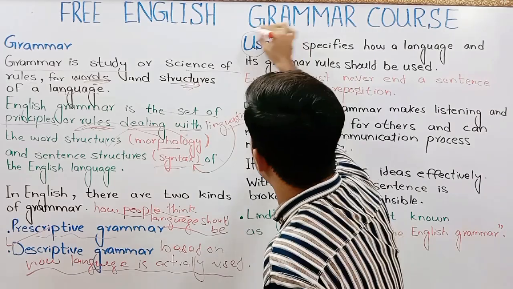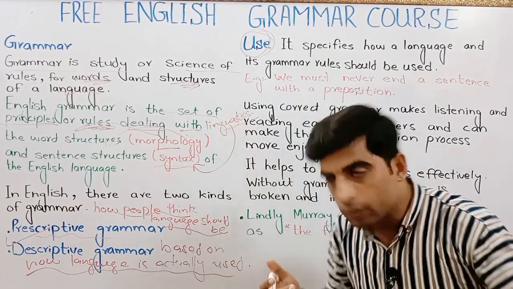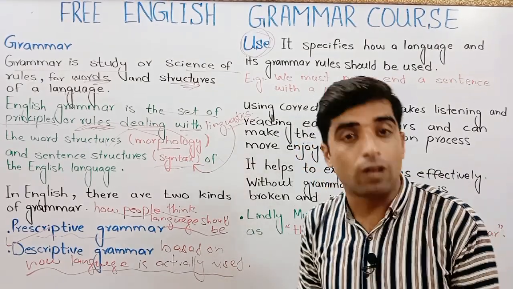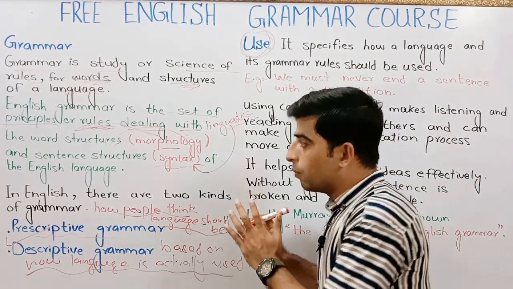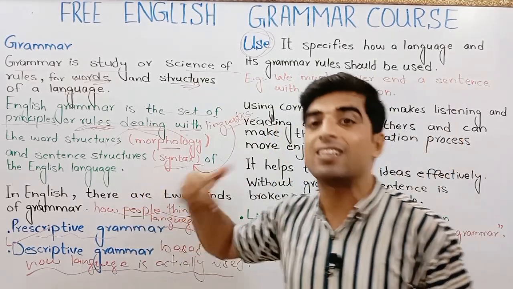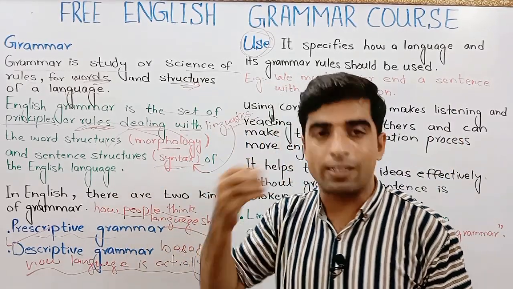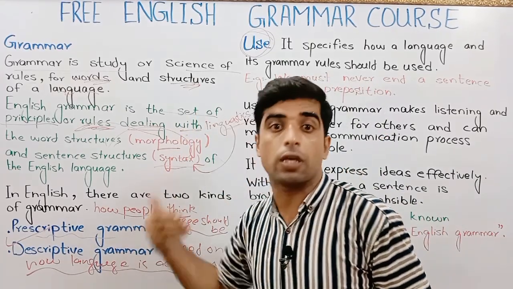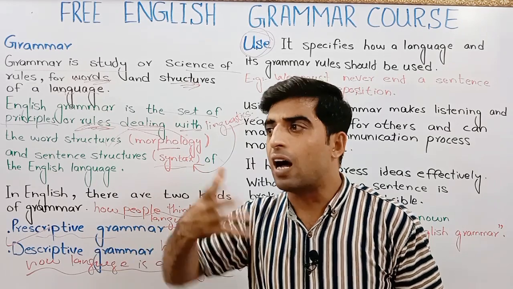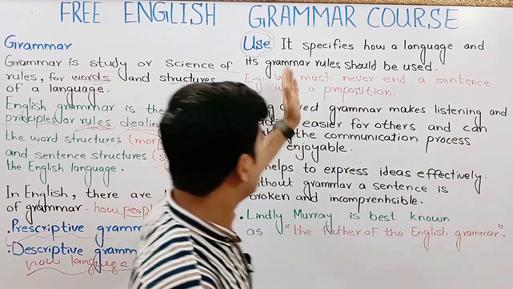So the next thing, what is the use of grammar? As I told you, grammar is the backbone of the language. Without grammar, you are unable to make sentences. You are unable to write articles and essays. And if you write a sentence and there is a grammatical mistake in it, it is an absurd sentence. It is not comprehensible. So let's start from here.